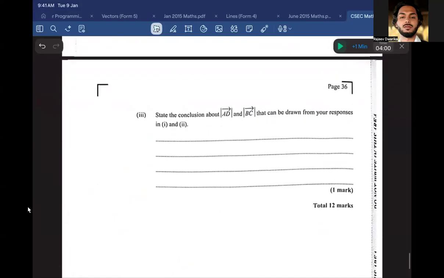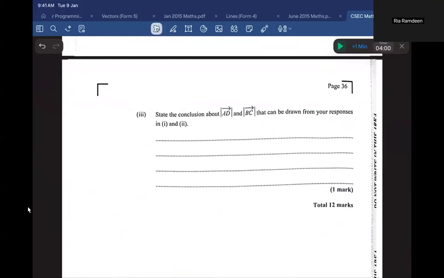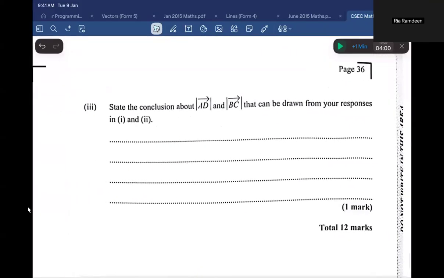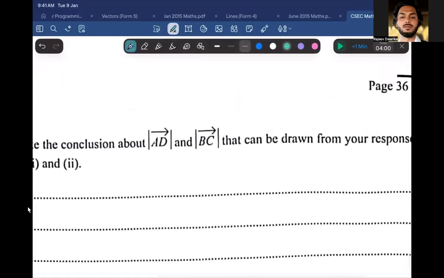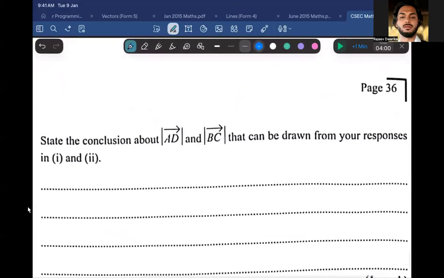Okay. Ria, let's do part 3. Give that a read for me. State the conclusion about the magnitude of vector AD and the magnitude of vector BC that can be drawn from your responses in 1 and 2. Right. So Ria, they're talking about sizes. Essentially, they want you to compare the size of AD and BC based on the vectors we found so far.